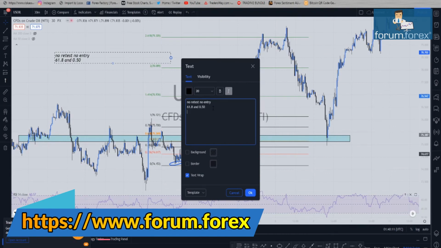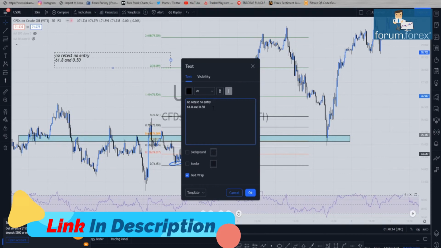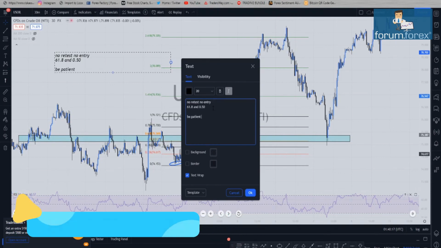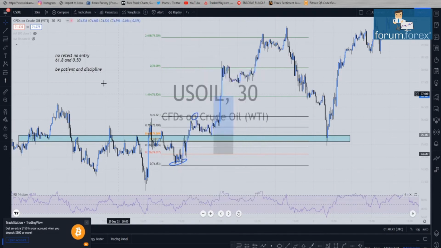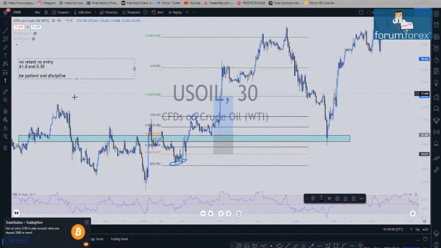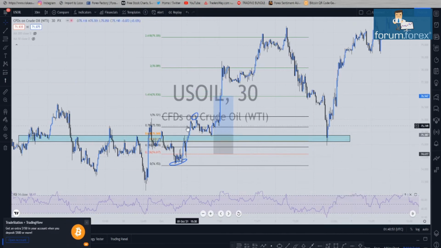All right, and so no retest, no entry, and be patient. If you guys are not patient with y'all's setup, man, you guys will never have successful trades, and that's just the fact. Be patient, and we'll just put discipline, just because I feel like this one has to do a lot with if you're gonna be putting too many lot sizes at the same time. So just keep things simple, guys. Like I said, no retest, no entry. Wait for the 61.8 and the 0.50, and then be patient and disciplined. So boom, that's all I really do.